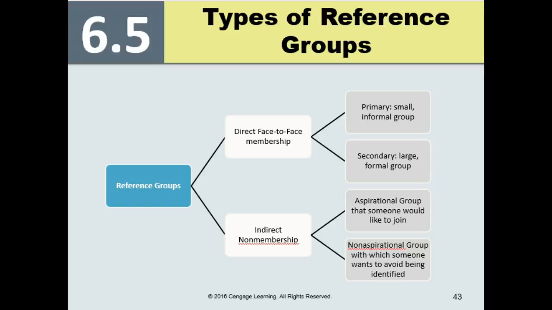Indirect reference groups include groups such as different organizations that you would like to join. The book refers to them as aspirational reference groups, things that you would like to be a part of. A non-aspirational reference group is a group that you're actually trying to avoid being identified with. You don't want to be identified with this particular group.